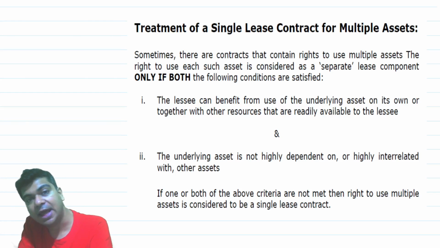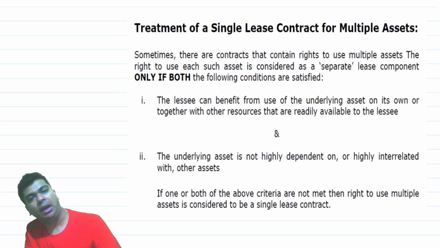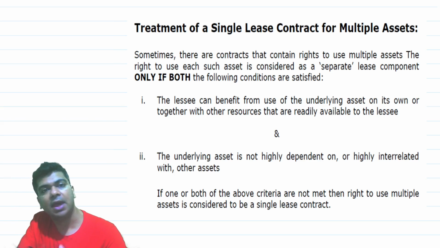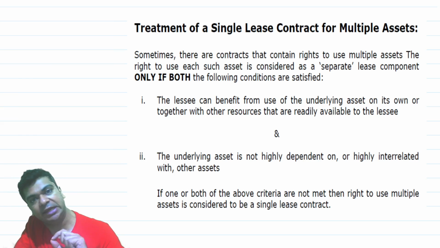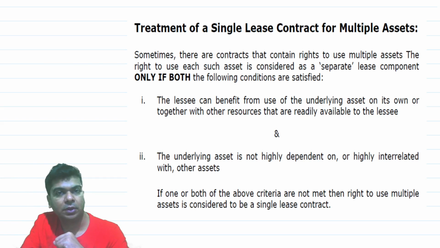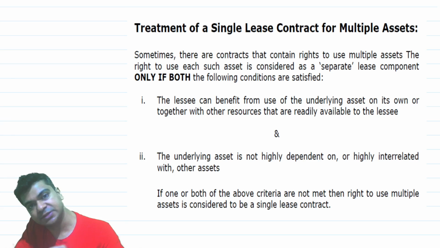See, at times what can happen is that you may sign a lease contract, but when you analyze the lease contract, you may realize that you are getting a right of using multiple assets. So legally speaking, there is going to be a single lease contract, but that single lease contract is giving you a right of using more than one asset. So an accounting issue arises.